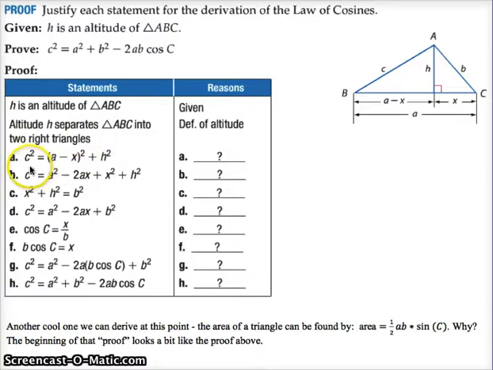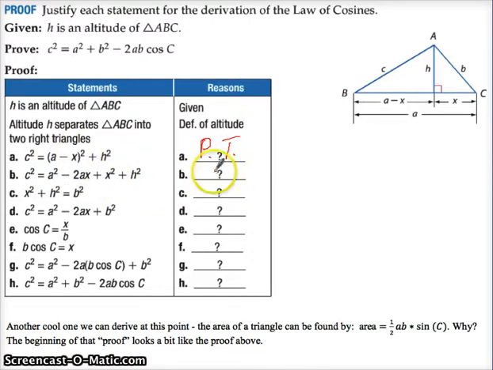So this is just the Pythagorean theorem here, that c squared, being this thing over here, in this right triangle on this side, we have a minus x is one side, h is another side, and c is the hypotenuse. So that's just the Pythagorean theorem. I'll write the rules in here. This is the Pythagorean theorem.